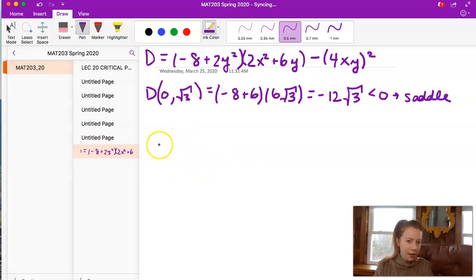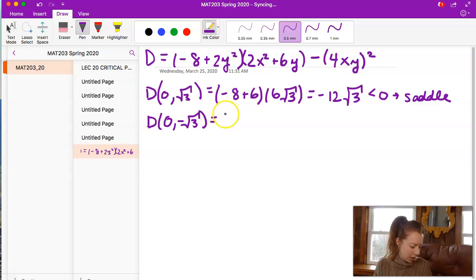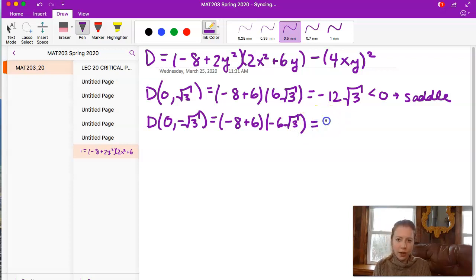Okay, next, let's plug in 0 and minus the square root of 3. And that is going to be minus 8 plus 6 times minus 6 times the square root of 3. And that is going to equal 12 times the square root of 3. And so there, that's a positive. And so we have a max or a min.